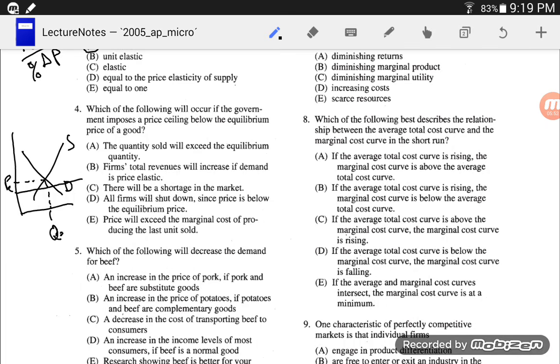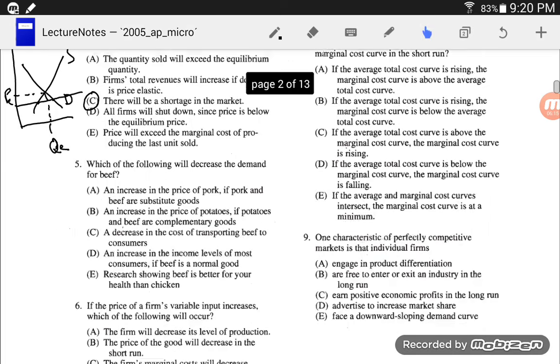So what is going to happen is that we are going to have a lot more demanded than there is supplied. There's the quantity demanded at that price, and there's the quantity supplied at that price. If I've got more demanded than supplied, that sounds like a shortage. There's my answer, C. There's a shortage in the market.